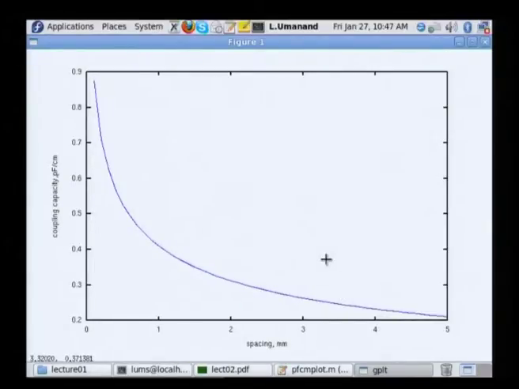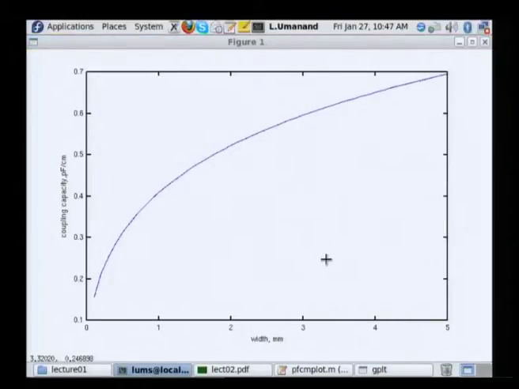And what happens for the other? Look, there is a change now. We have now changed the x axis to width in mm, and the y axis is still the coupling capacity in pF per centimeter. As the width increases, the coupling capacity increases. So, the more the width, the higher is the coupling capacity.